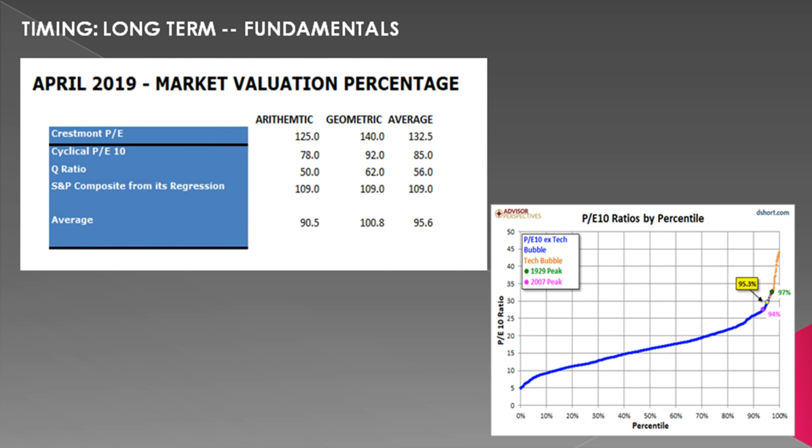In these long-wave videos, we continue to reinforce that markets in the long term are about fundamentals, in the intermediate term about risk, and in the shorter term about consumer confidence and sentiment. Let's have a quick look at each. The U.S. equity markets are still close to being overvalued by 100% based on an aggregated composite of arithmetic and geometric measures. These include the Cressmont PE, cyclical PE10, the Q ratio, and the S&P 500 composite from its regression. We are clearly at historic nosebleed levels.